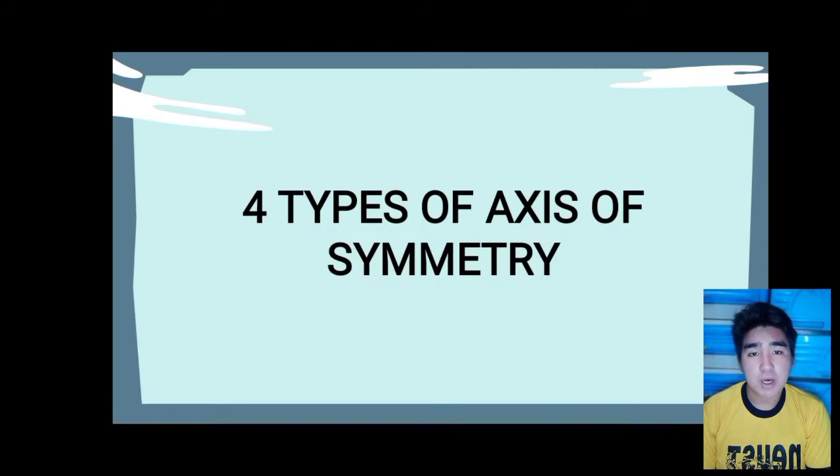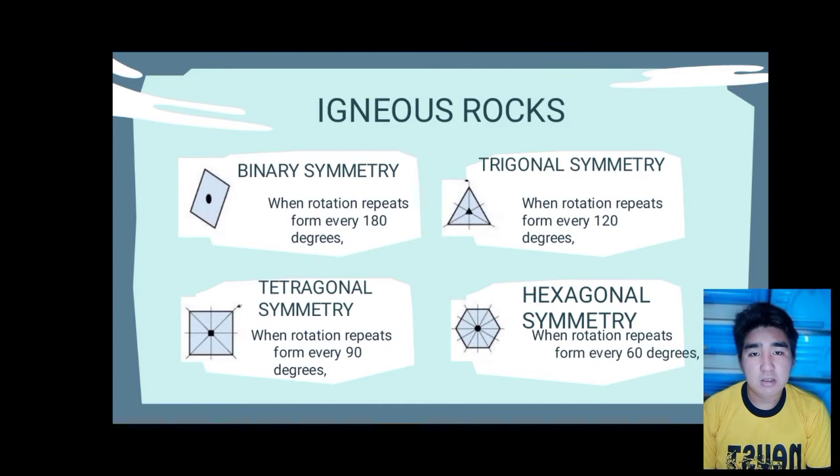There are 4 types of axes of symmetry. The first one is the binary symmetry, when the rotation repeats every 180 degrees, and the second is trigonal symmetry, when the rotation repeats every 120 degrees, and the third one is tetragonal symmetry, when the rotation repeats every 90 degrees, and lastly is the hexagonal symmetry, when the rotation repeats every 60 degrees.